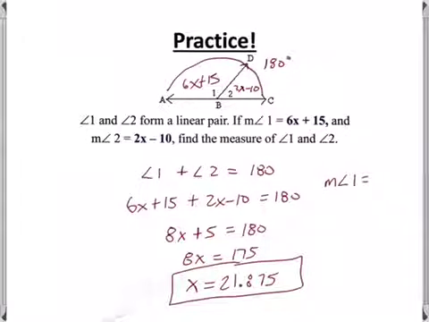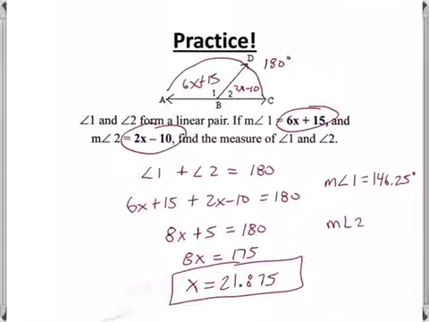To find the measures of angles 1 and 2, I'm just going to plug the x value back into each of their respective expressions. For angle 1, when I plug it back in, I should get that angle 1 is 146.25 degrees, and the measure of angle 2 is 33.75 degrees. When I add the two together, I get 180, so I know that I've pretty much done the work correctly.